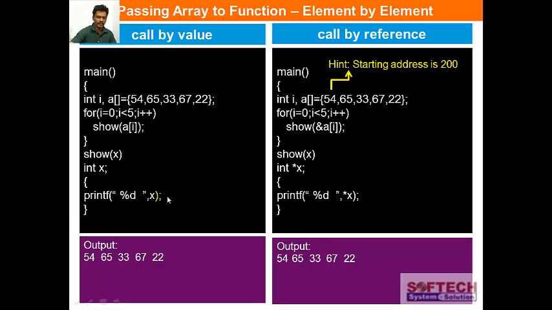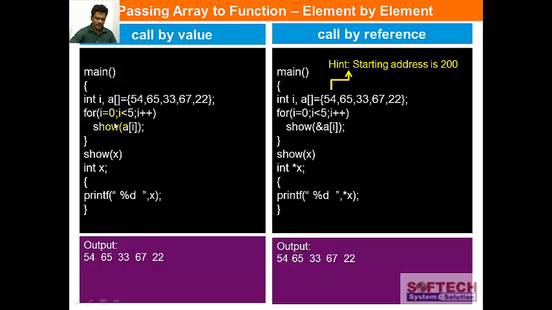What will be printed? It prints 54. Then the control is transferred back, and it calls the function again as the loop rotates. I value is 1. What is the value of A of 1? 65. That 65 is transferred and displayed, control returns, and the loop continues with A of 2, 33, A of 3, 67, and A of 4, 22. It is displayed, then control returns, now the I value is 5, and 5 less than 5 is false. It comes out of the loop, then the program terminates.